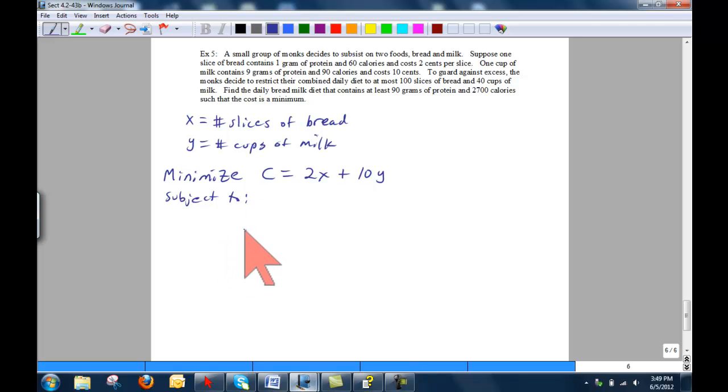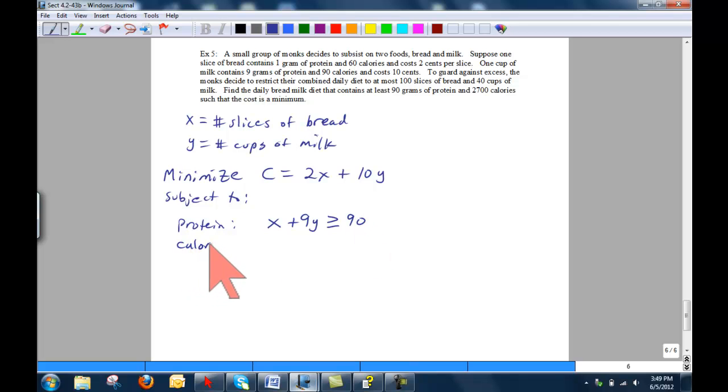All right, what's involved here? We have to get a diet that contains enough protein. That's a health consideration. Won't do well without that. And so how about protein? Each slice of bread contains 1 gram of protein. So if we eat x slices, we'll have 1 times x, or just x grams of protein coming from bread. And then on the milk, each cup of milk contains 9 grams of protein, so 9y. We need at least, mathematically, that's greater than or equal to 90 grams of protein.